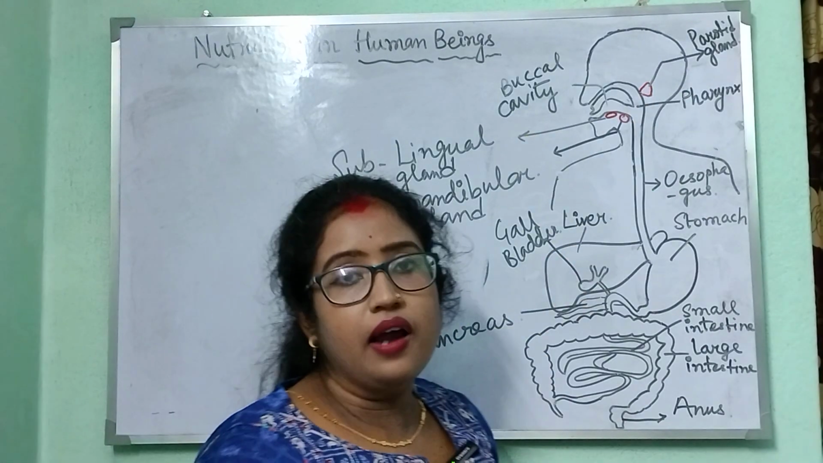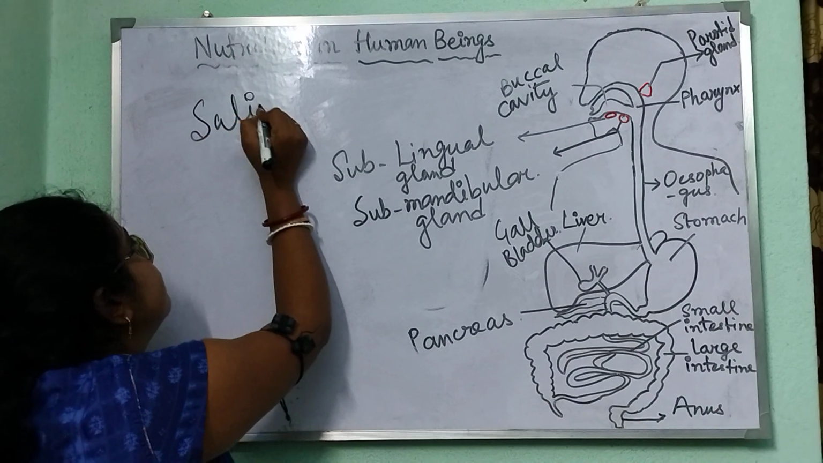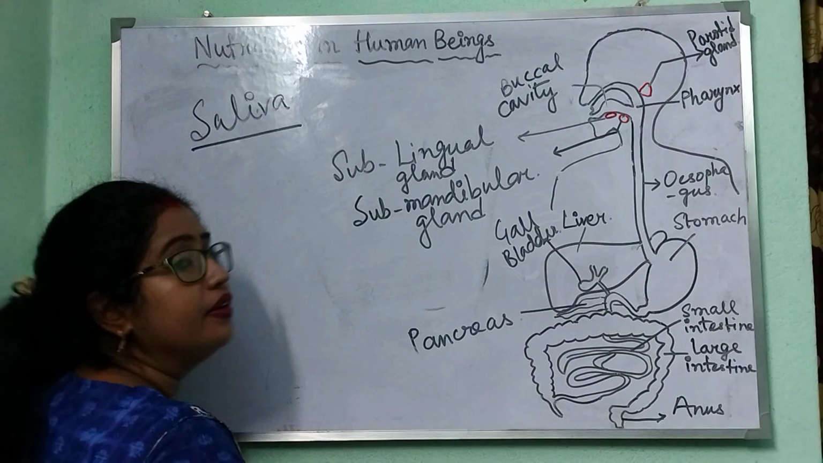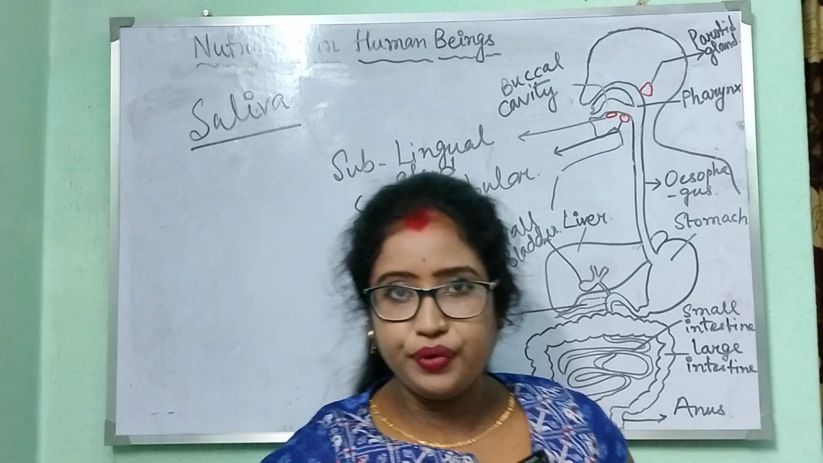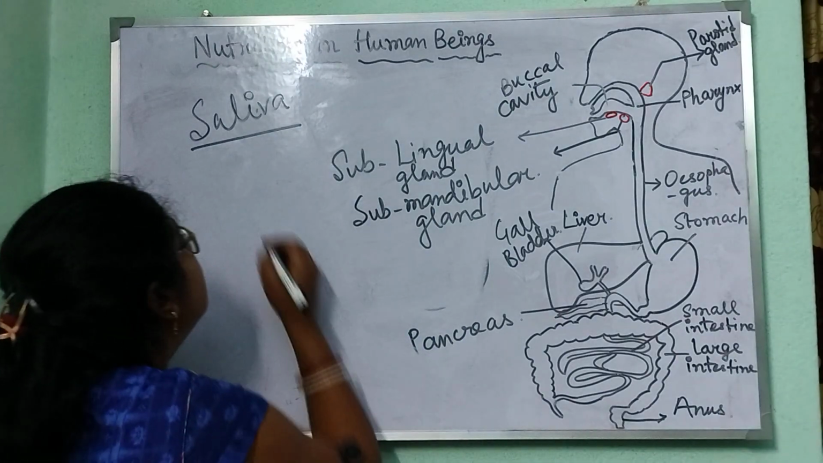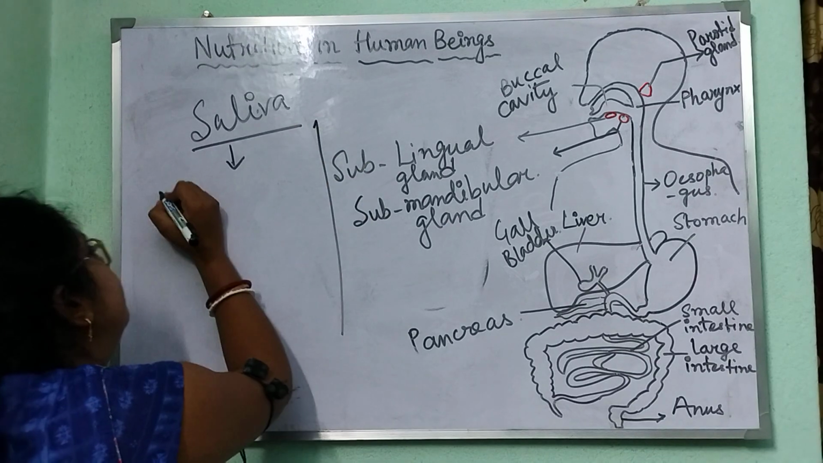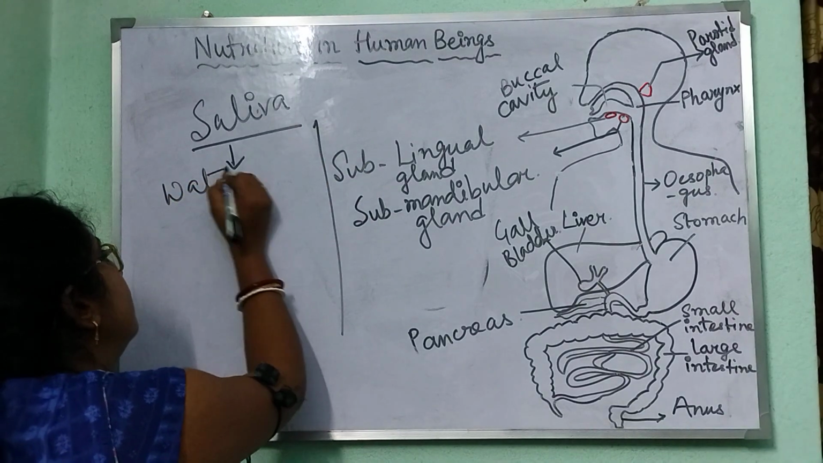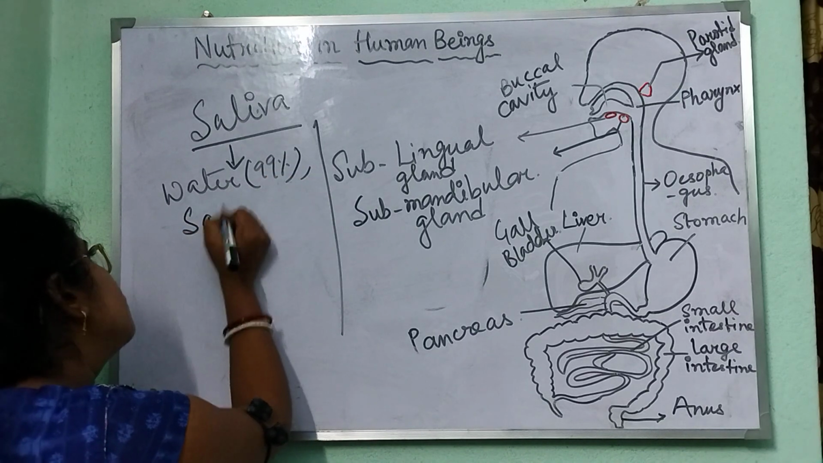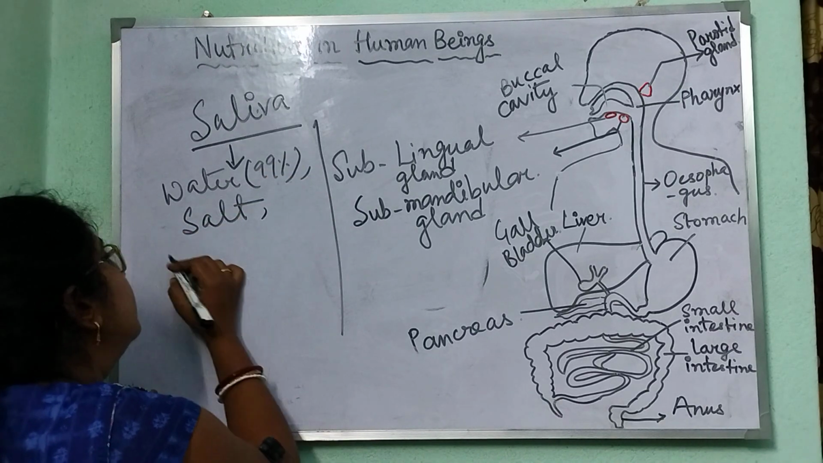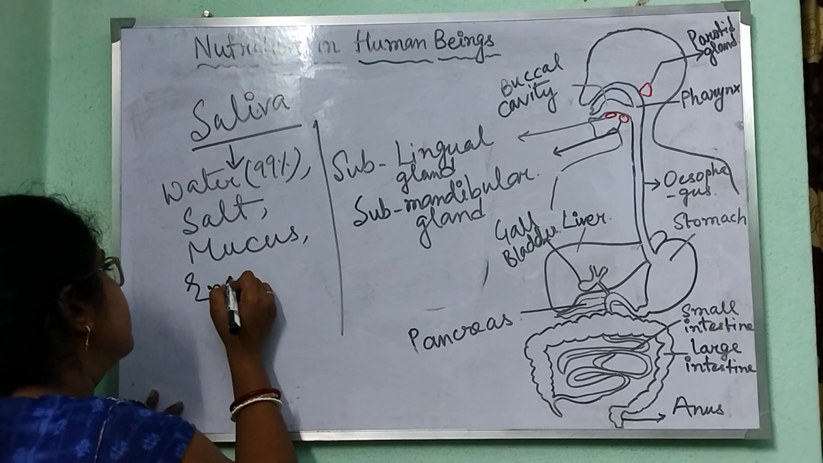All of these three glands produce saliva, a liquid material that helps in the digestion process. Saliva is basically a mixture of water. It contains 99% of water. Then it has salt in it. Then it has mucus along with enzymes.